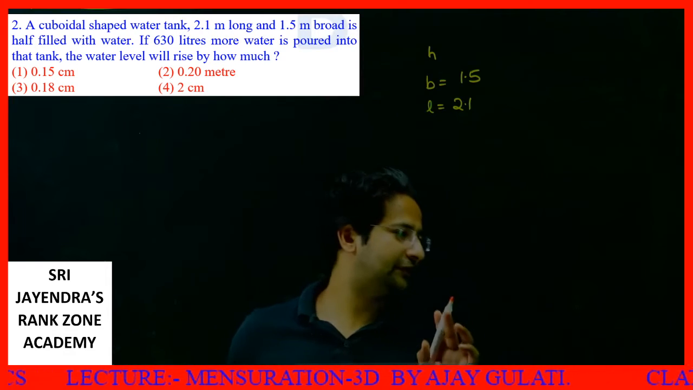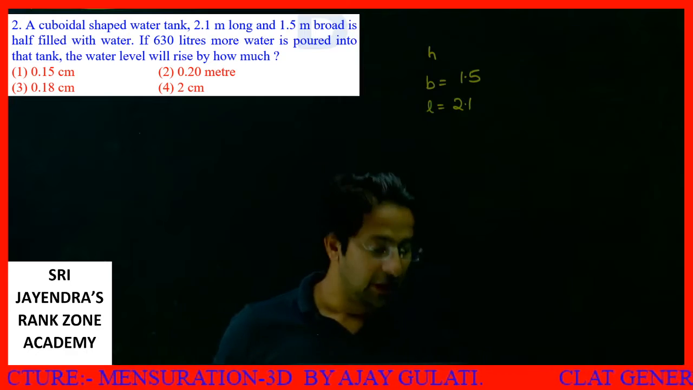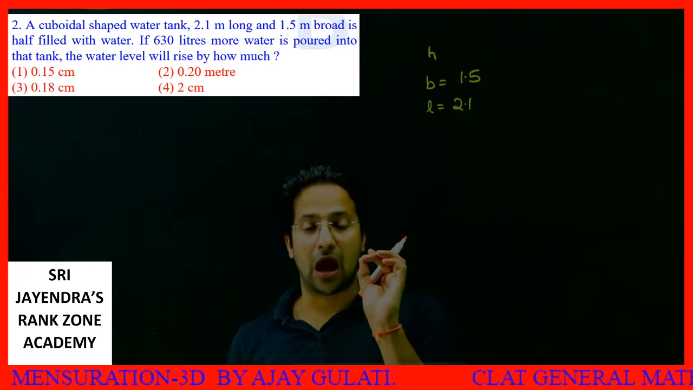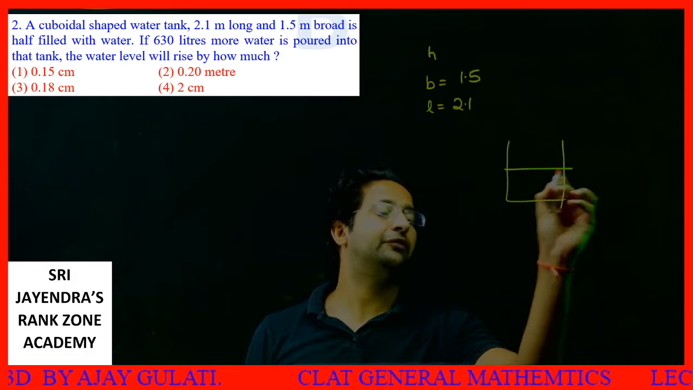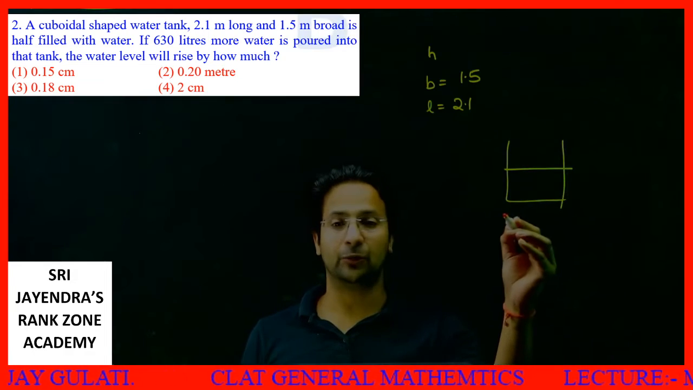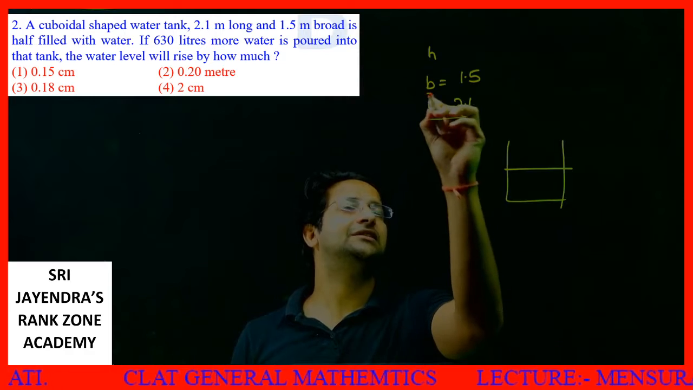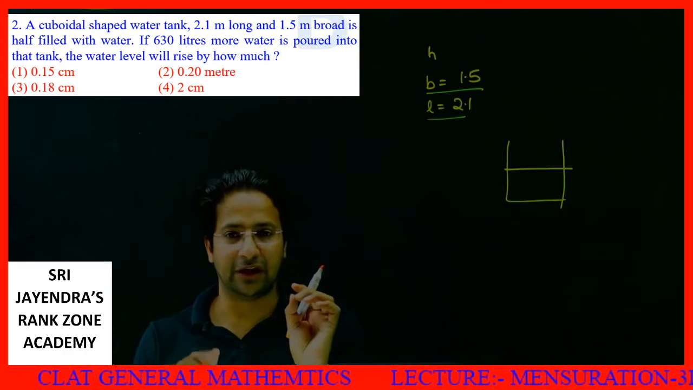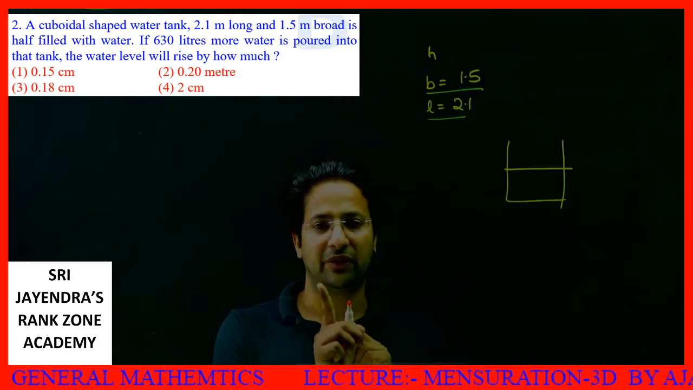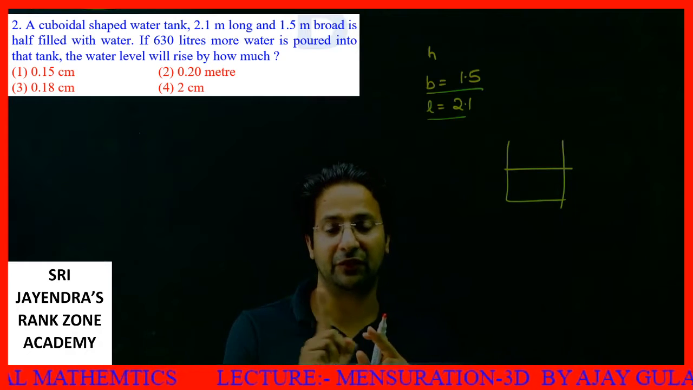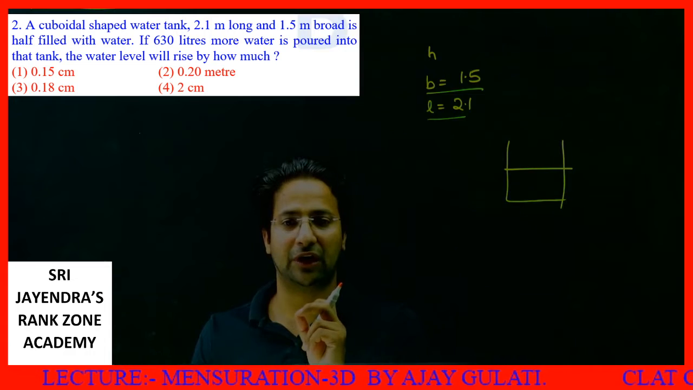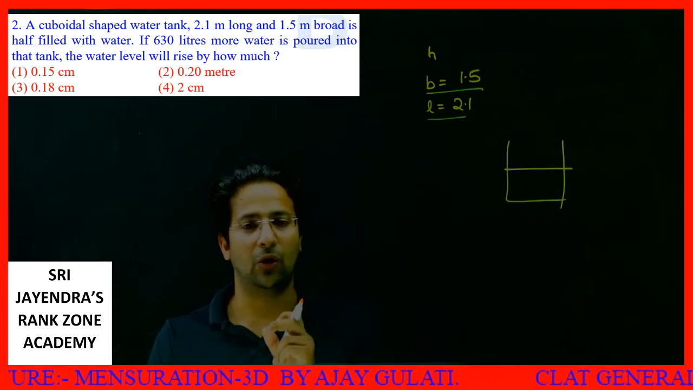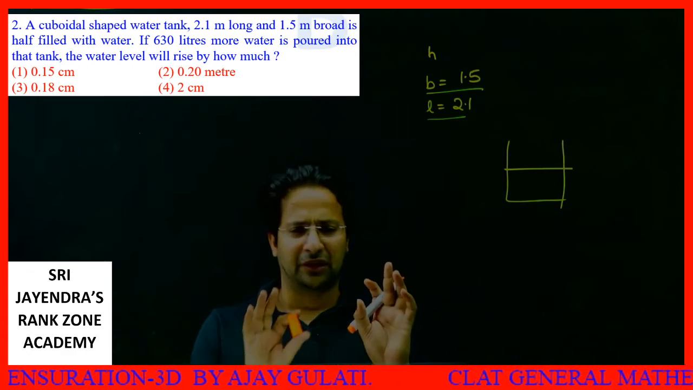See students, what is given? We are given a cuboidal tank. This is half filled with water, okay. It has dimensions, length into breadth. This is the length, this is the breadth. I read again, be very careful. A cuboidal shaped water tank 2.1 meter long and 1.5 meter broad is half filled with water. If 630 liters more water is poured into the tank, the water level will rise by how much? See students, very basic funda.